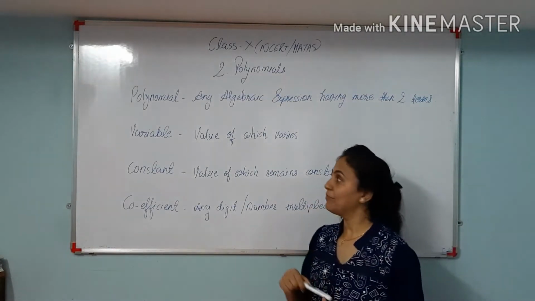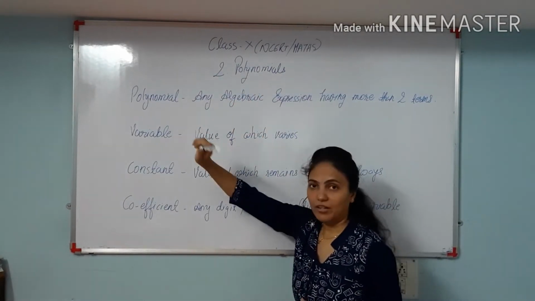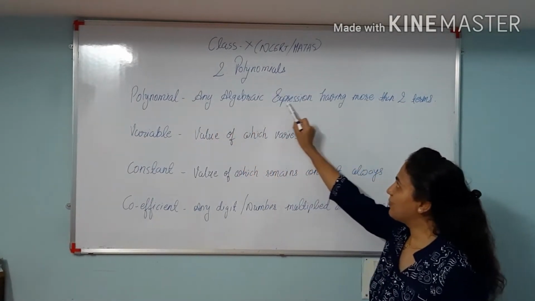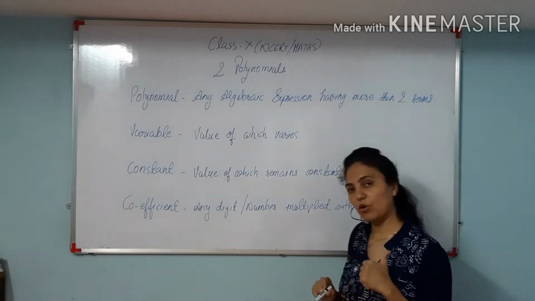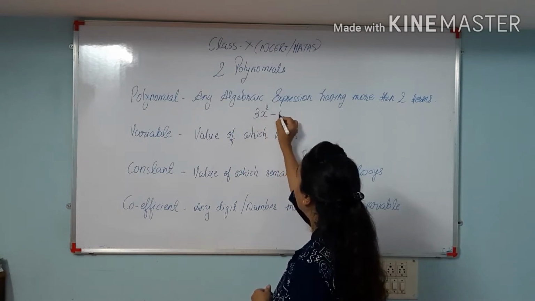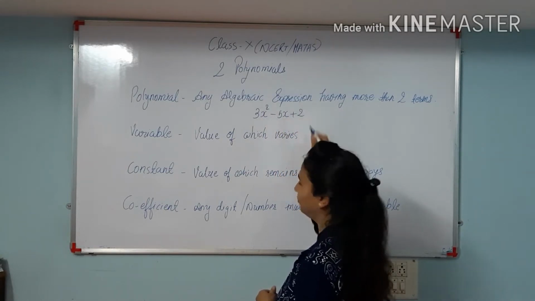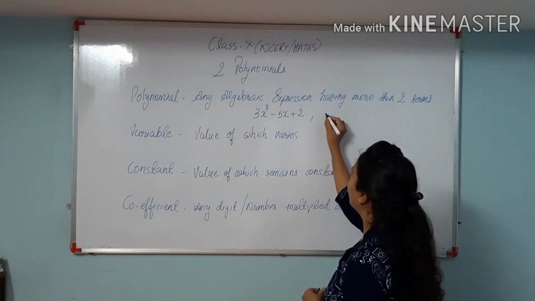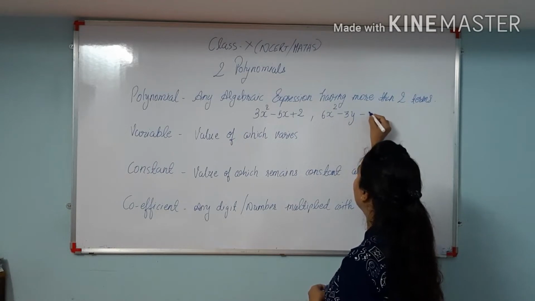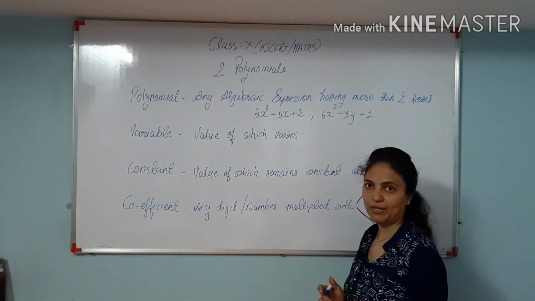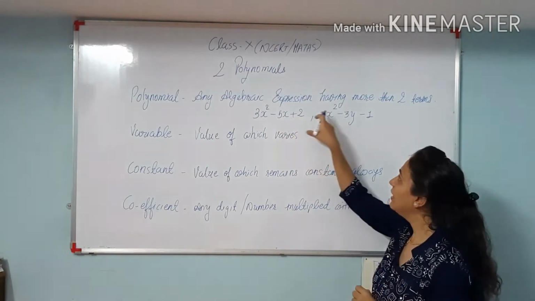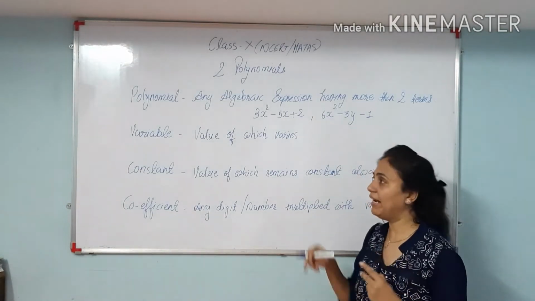So let's begin. If you want to learn polynomial thoroughly, we must know the definition of polynomial. What is polynomial? Any algebraic expression having more than two terms is called polynomial. For example, I would write down 3x square minus 5x plus 2. Another example, if we would write down 6x square minus 3y minus 1. So these are the two polynomials written over here. But the difference is here we have used only one variable. Here we have used two variables x and y.